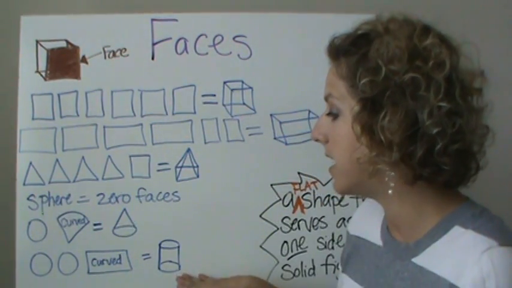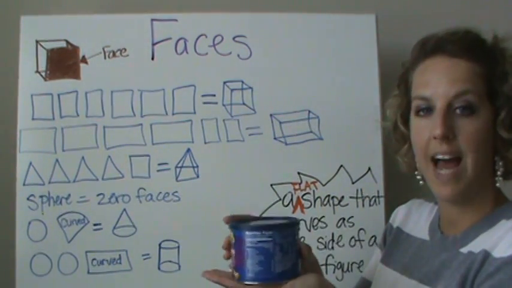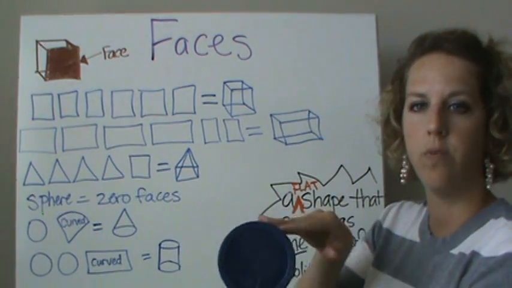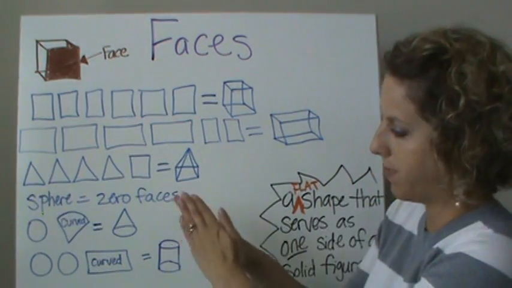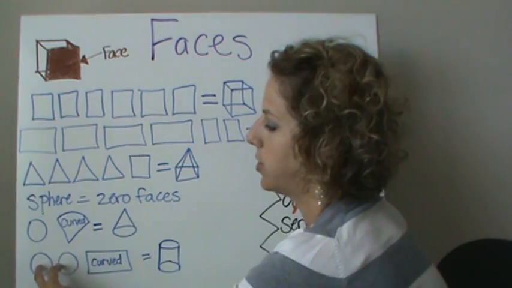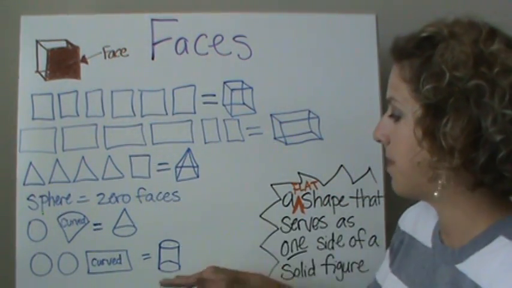Then the last one, a cylinder. We have our cylinder. If you lay it flat, it has 2 flat surfaces and 1 that rolls. We call the one that rolls curved. If we were to unwrap it, it would have 1 curved face and then 2 circle faces, for the top and for the bottom.